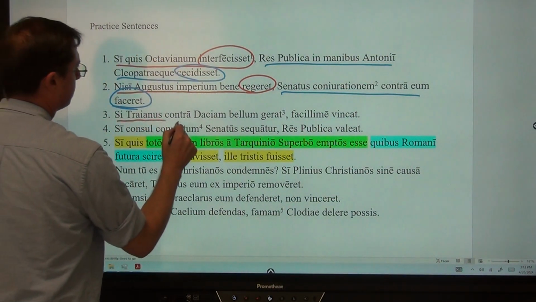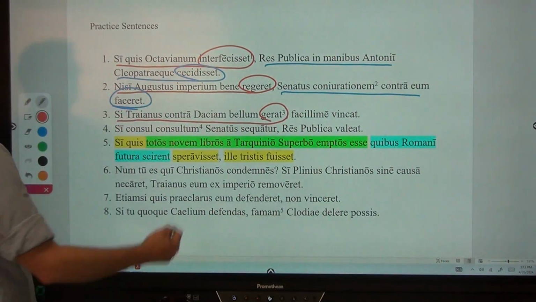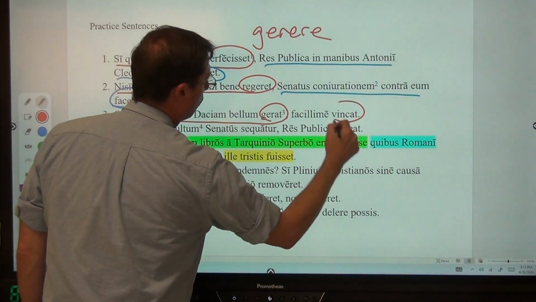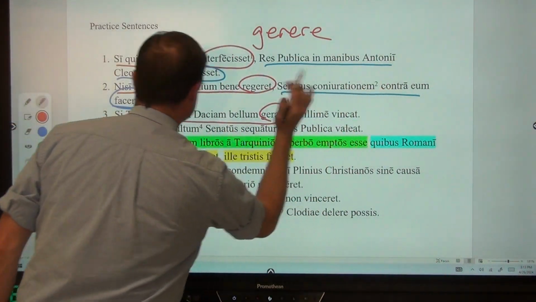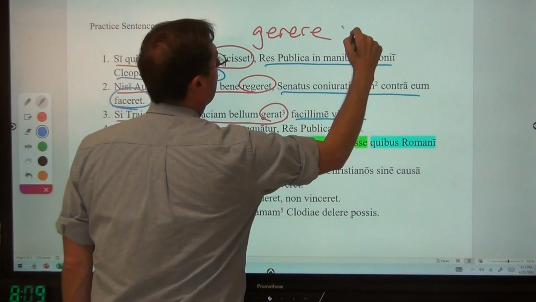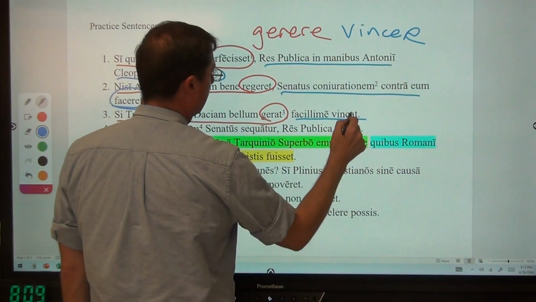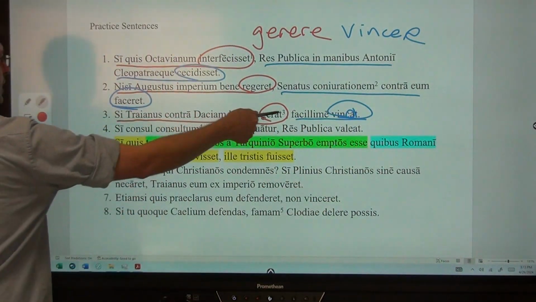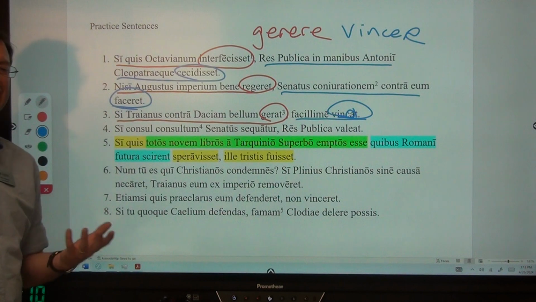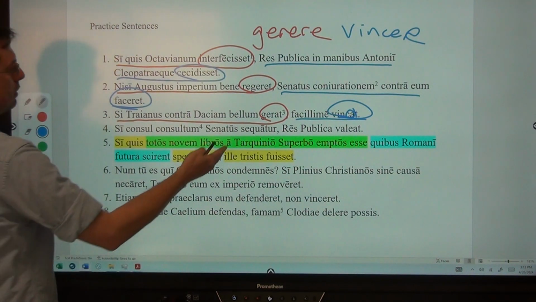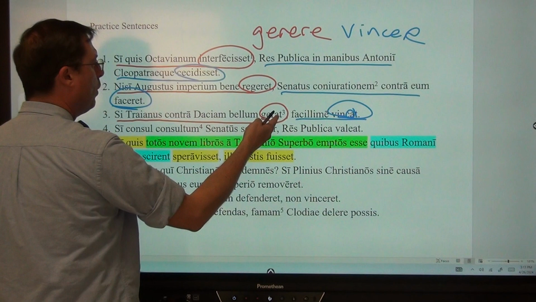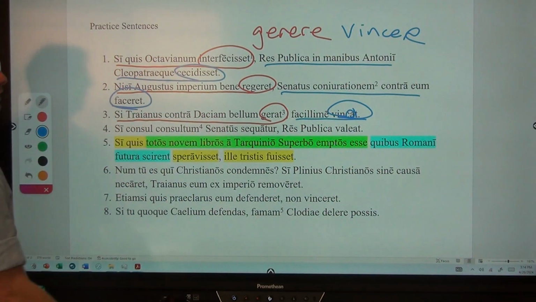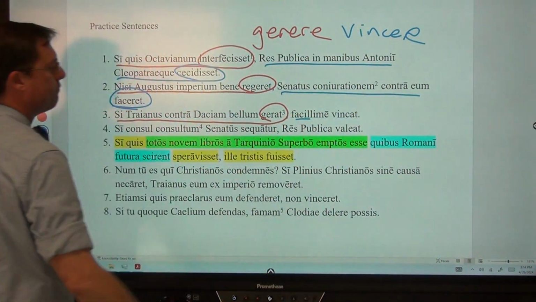Likewise, number three, gerit, gero, gerere. We fear a giant liar. Vincit, what main clause, the apodosis gets blue always. So vinco, vincere. We fear a giant liar. So since I have present subjunctives in both the protasis and the apodosis, this must be a future less vivid. If Trajan, at some point in the future, he won't, will or not will, should wage war against Dacia, that's a country, he would win very easily.